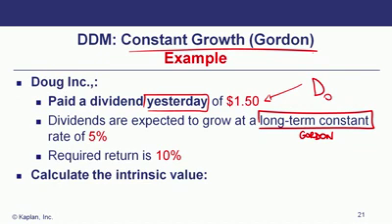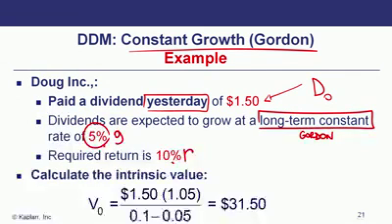If we have one single long-term growth rate, that's your cue to use the Gordon growth model. Required return is 10%, that's R. So we have R, we have G. Quick logic check: R is greater than G, so this is going to work. I will discount D1 by using R minus G. So D0 is $1.50, grow it for a year to get D1, over R minus G, 10 minus 5%, we get $31.50. Fairly straightforward, constant growth model.